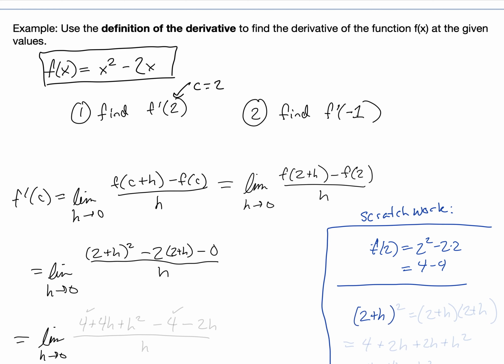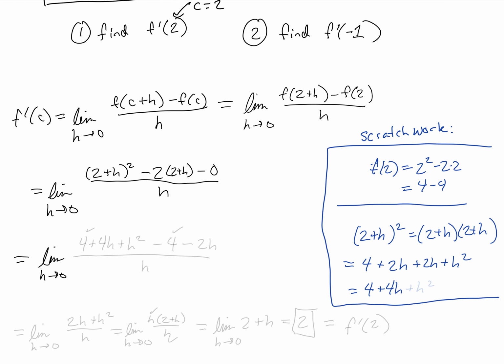So 2 plus h squared is equal to 2 plus h times 2 plus h, and that's equal to firsts 4, 2 times 2, plus 2h outers plus 2h inners plus h squared. So that's 4 plus 4h plus h squared. So our first term, just expanding the 2 plus h squared, gives us 4 plus 4h plus h squared. And then let's look at our second term, 2 times 2 plus h. That's negative 4 minus 2 times h, so minus 2h. And then 0, of course, just simplifies to 0.